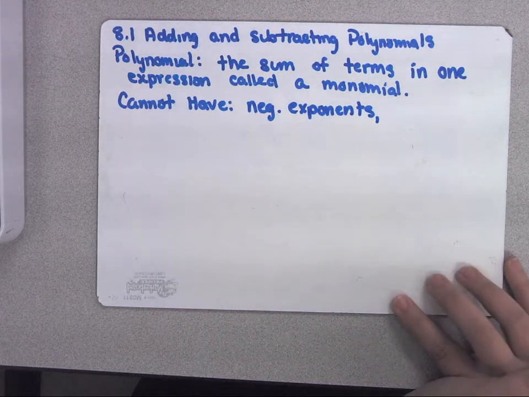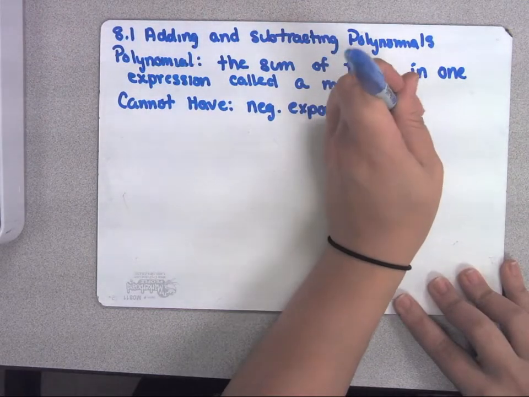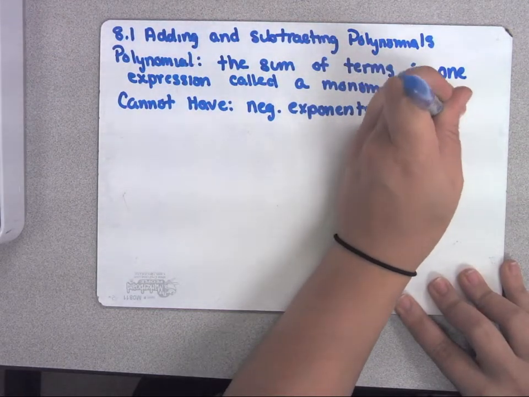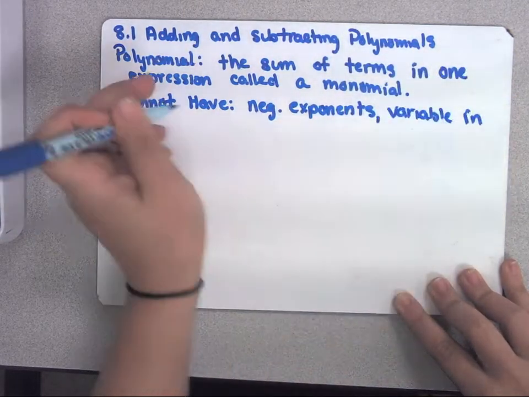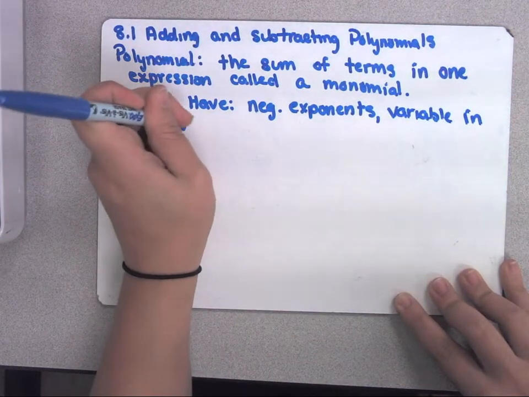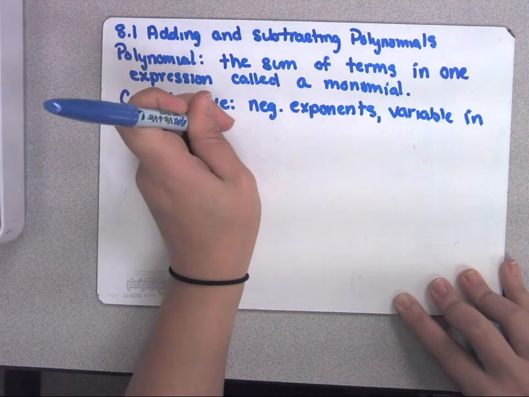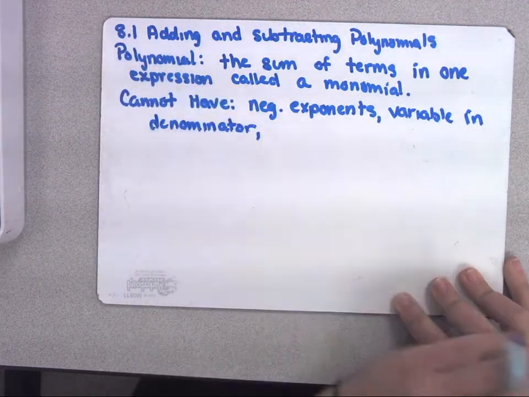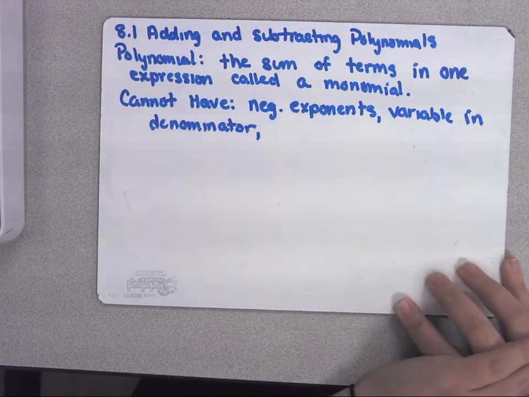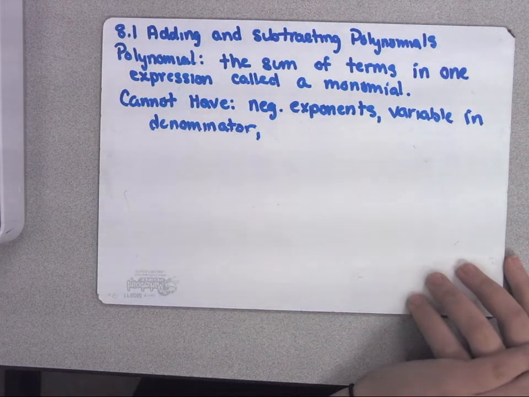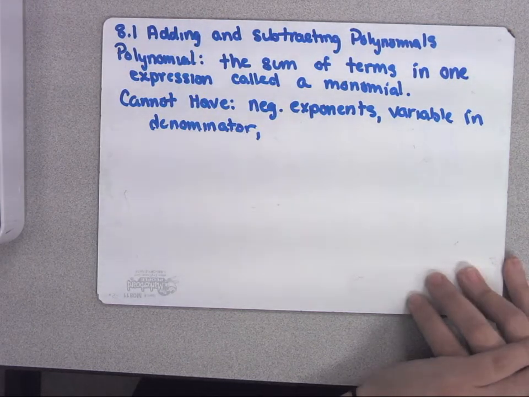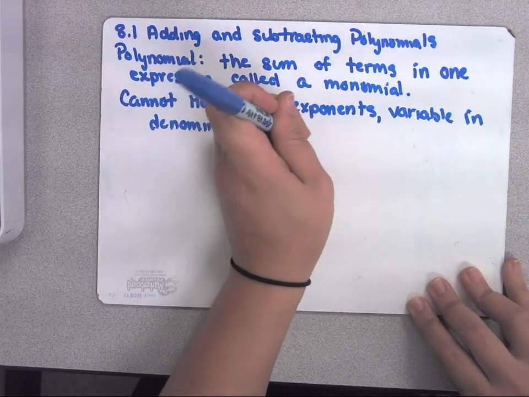We are not allowed to have variables in the denominator, which if you paid attention at all last chapter, those actually mean the same thing. A negative exponent and a variable in the denominator are exactly the same. Okay? Variables as powers.